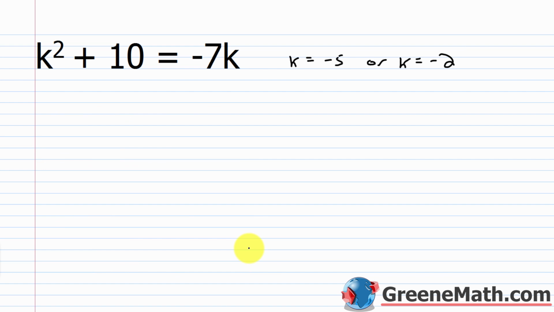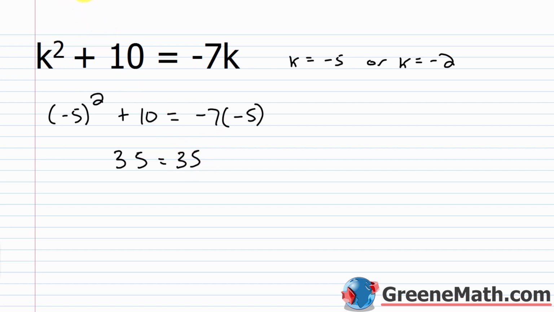So if I plug in a negative 5 for k, I'd have negative 5 squared plus 10 is equal to negative 7 times negative 5. Negative 5 squared is 25, so 25 would be added to 10, that's 35. Negative 7 times negative 5 is 35, so the first one checks out.